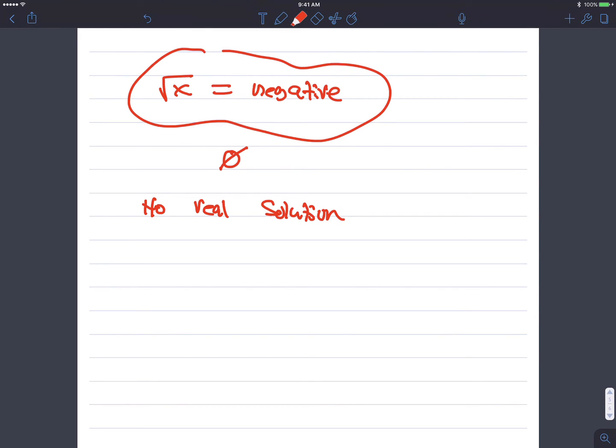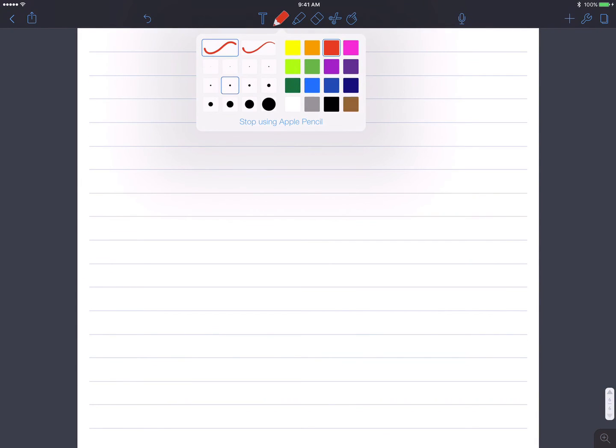The solution set is empty. If you remember, a picture of the empty set is a set that's empty. That always happens when you have the square root being a negative. Number 7.